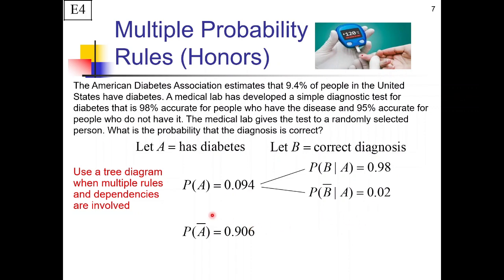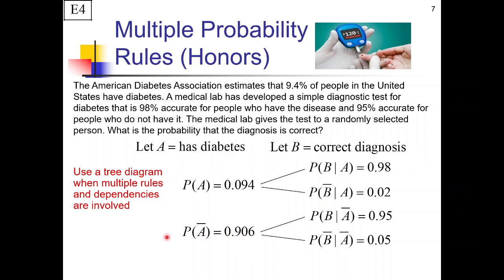And then let's do the same thing for the folks who don't have the disease. So correct diagnosis, they said, was 95%. So P of B given not A would be 0.95. And then this is going to be weird. P of not B given not A, so not getting the correct diagnosis given that you don't have the disease, that would be the leftover of 0.05. So here are all our conditional probabilities and the original event A probabilities.